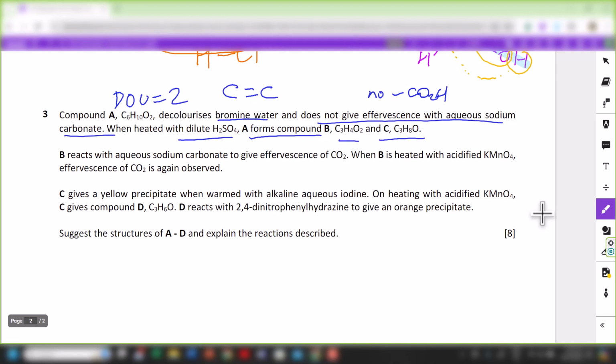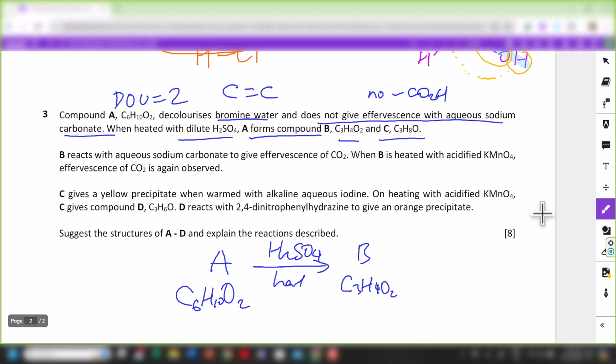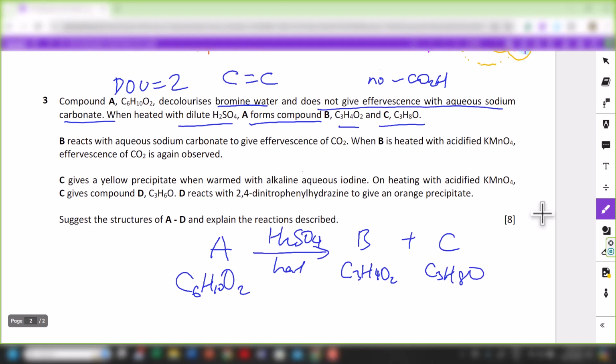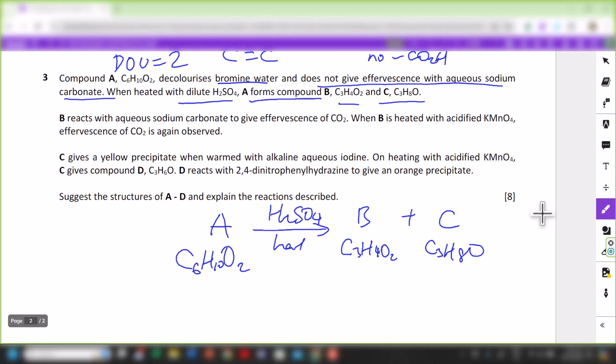When heated with sulfuric acid, A forms B and C. So that means that A, with a formula of C6H10O2, when you heat it with sulfuric acid, some students ask, what kind of reaction is this? Usually when you heat a solution with either mineral acids or alkaline, you're expecting some form of hydrolysis. So I get B, which is C3H4O2, plus C, which is C3H8O. So this is some form of hydrolysis.